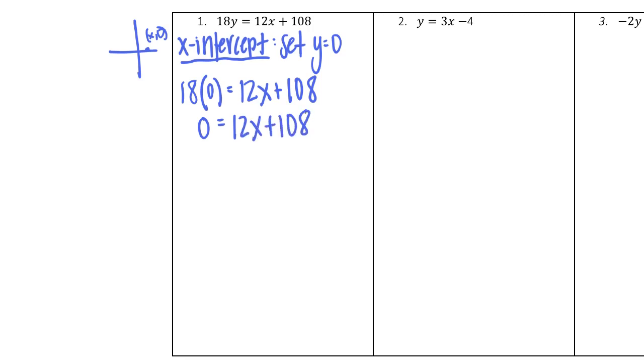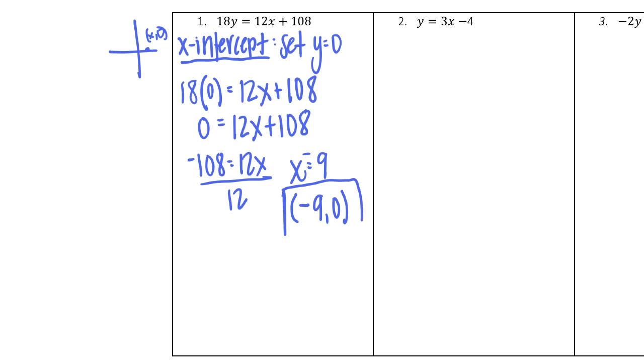Now continue solving for x. We get -9 as our x value. Make sure to write that as an ordered pair. The x-intercept would occur at (-9, 0). Box your answer. Let's do the same thing for the y-intercept.